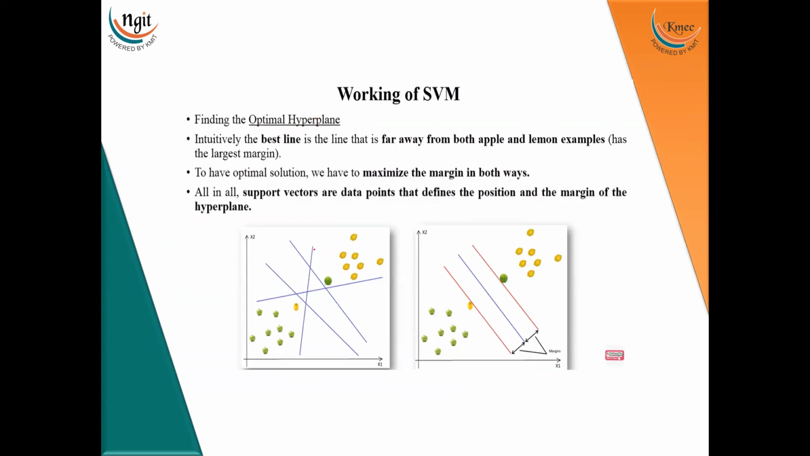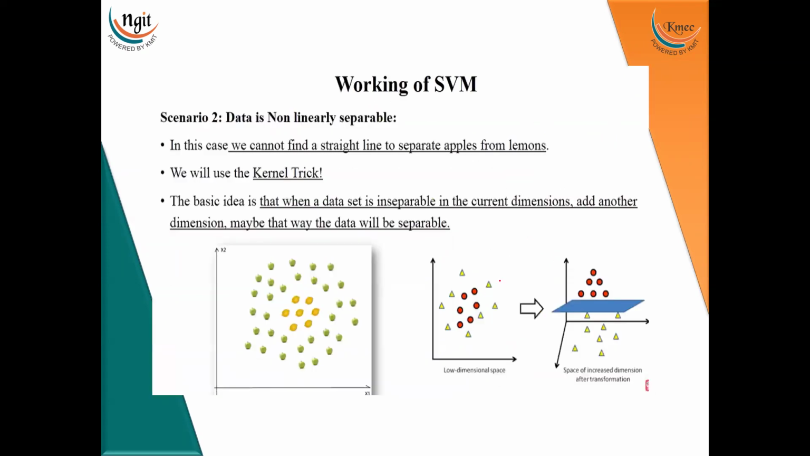So here the best line is the line that is far away from both the apple and lemon examples, which will be the largest margin. We are going to take one hyperplane that will have the maximized margin in both ways. So the support vectors are the data points that define the position and margin of the hyperplane. In this way, if we draw the line, we have a maximum space, so it is going to classify the data into two different categories.